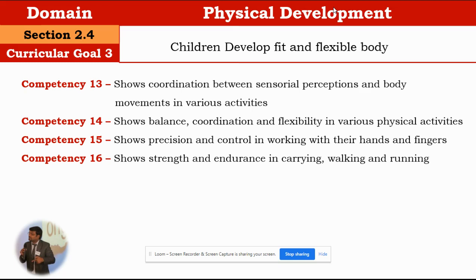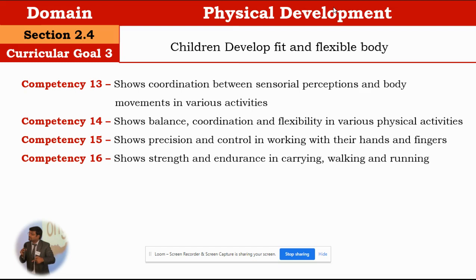The next competency: shows balance, coordination, and flexibility in various physical activities. So it's like standing on one foot with or without support, standing on one foot for a longer period of time without support, hopping, jumping, balancing on surfaces, bricks, walking by balancing, keeping maybe a book on your head and then balancing. So you show good body balance with speed when you ride a bicycle, when you jump, when you climb, when you run, when you hold objects, right?